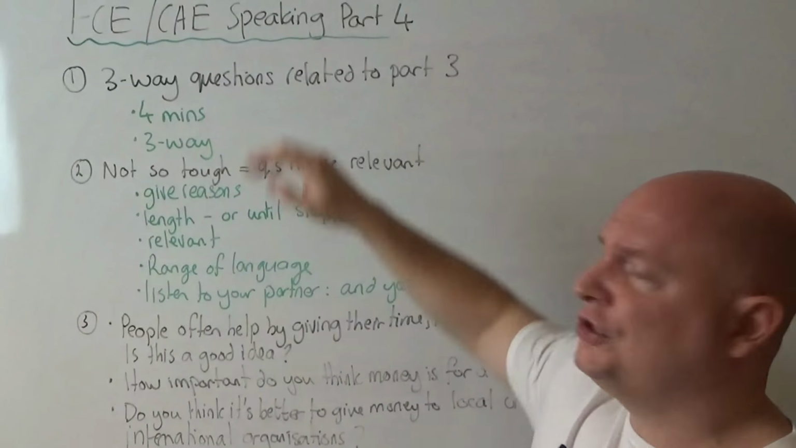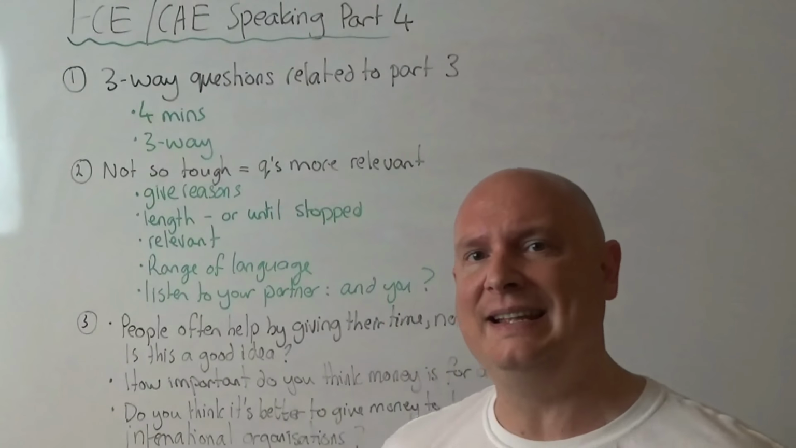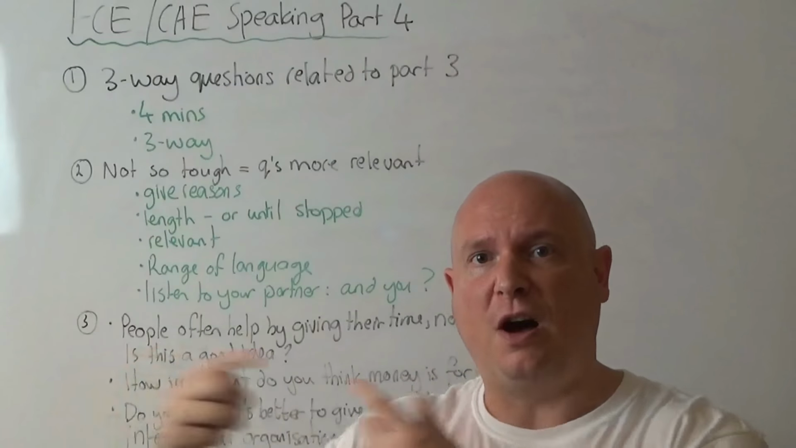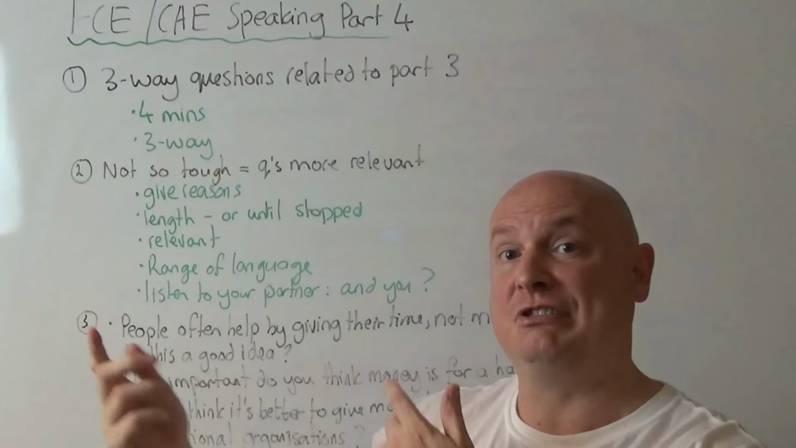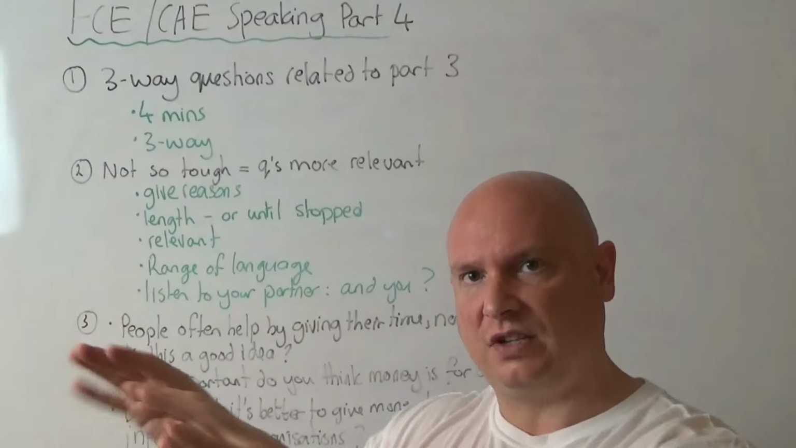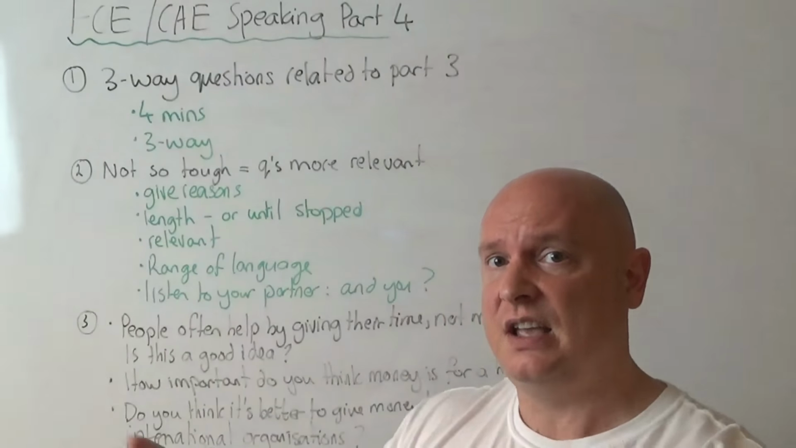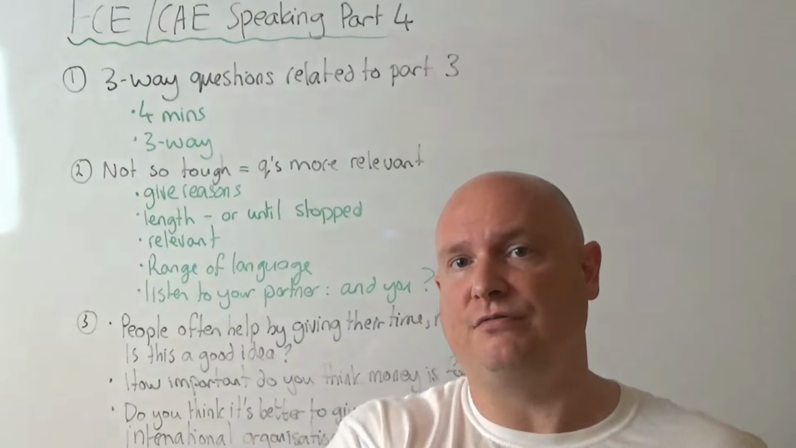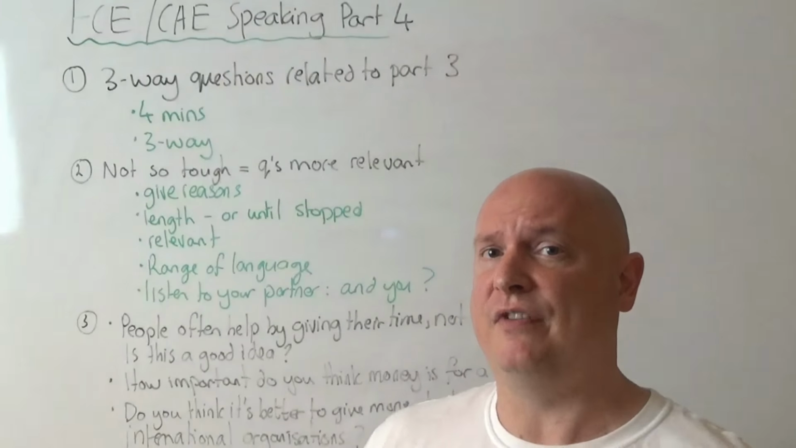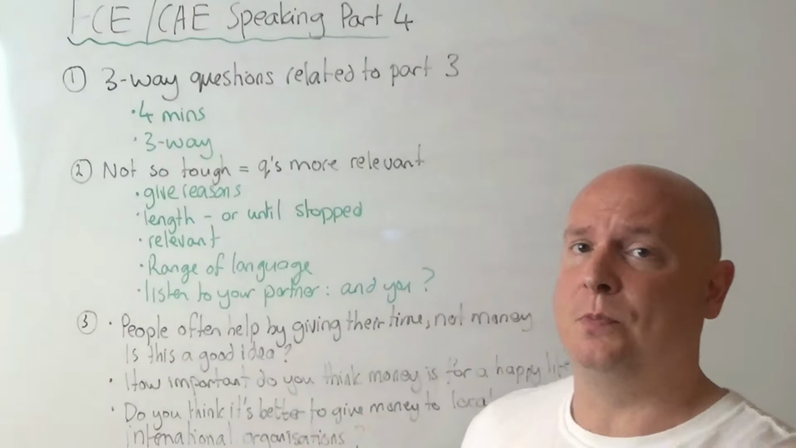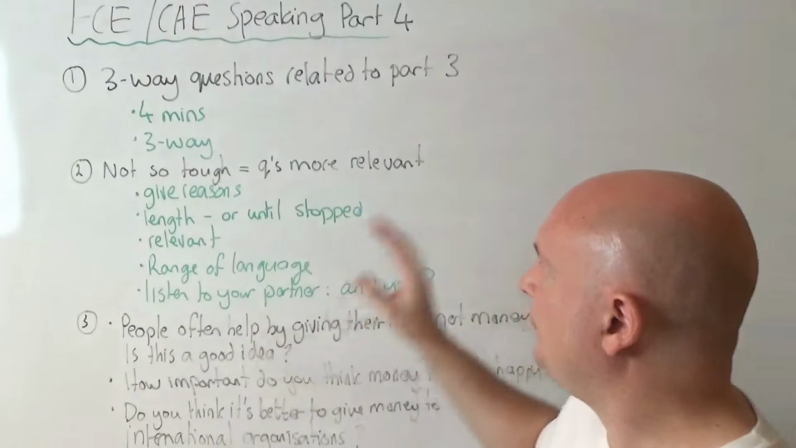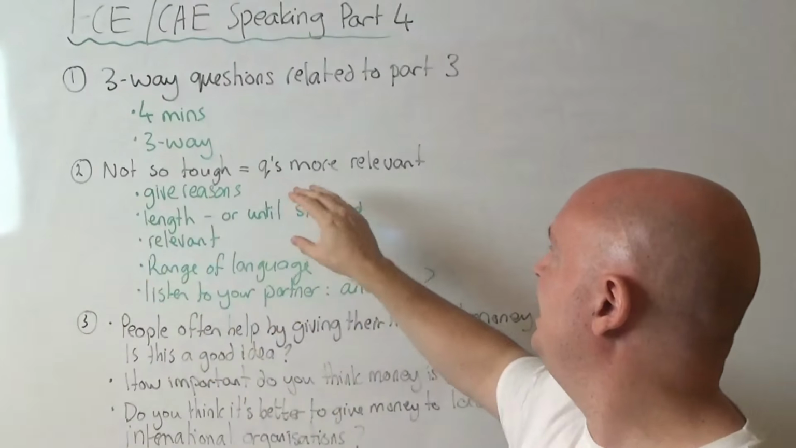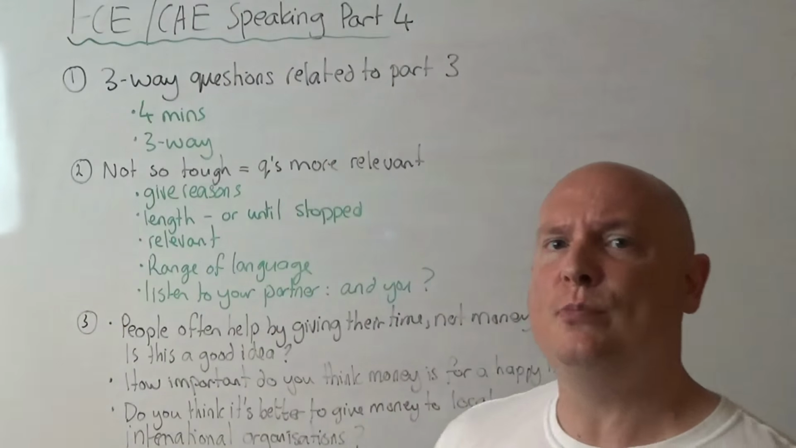Now, the questions in Part 4 are related in topic to what you just did in Part 3, that kind of partner discussion thing, the collaborative task. So if that task was about finance, your questions are going to be related to finance. If in Part 3 your collaborative task was about the environment, your questions are going to be about the environment. So this part is not so difficult for the reason being that the questions are more relevant.